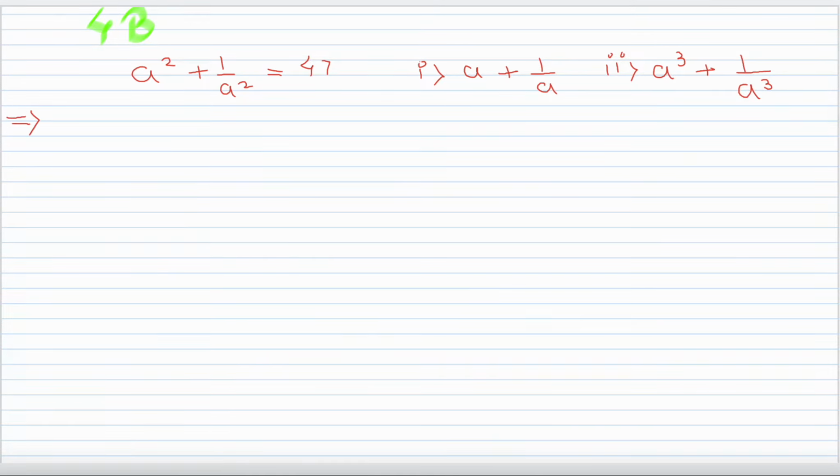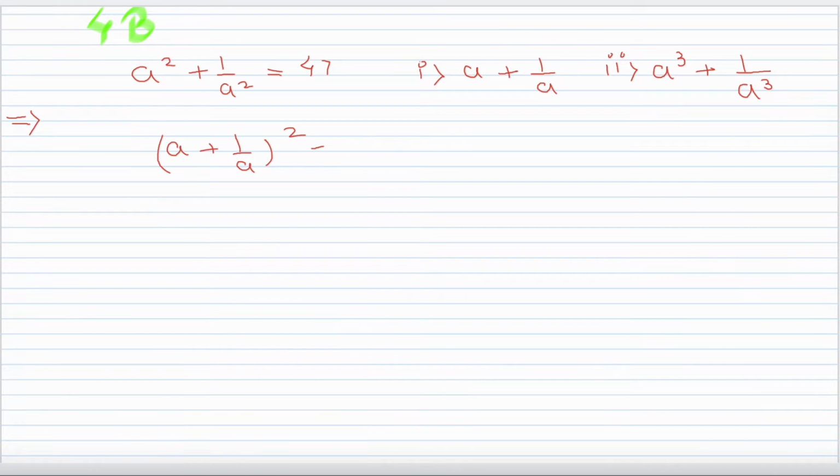Okay, now the next thing is what you have to do. See what is given, this equation is given. Okay, and we have to find out a plus 1 upon a. So how will we find it? A square plus 1 upon a square is given. Okay, so if you remember, we have one formula: (a plus 1 upon a) whole square is equal to, when you open it, a square plus 1 upon a square and plus 2. This you will get, right? So how will you do? We have to add it.